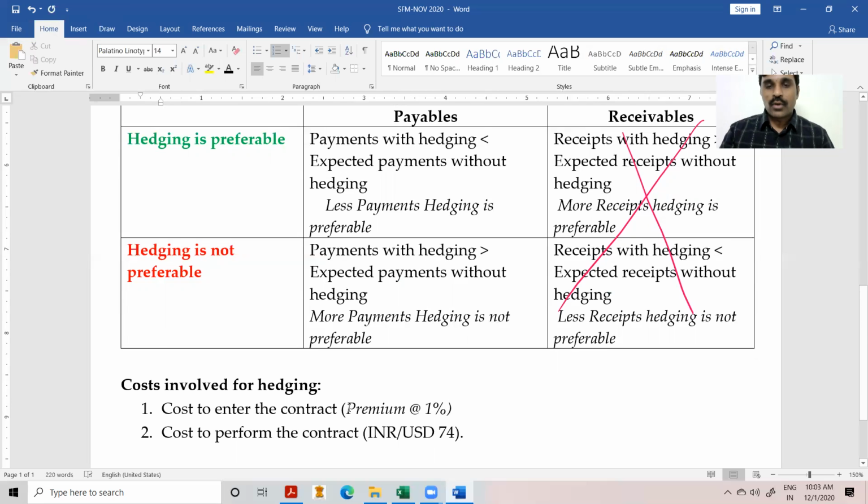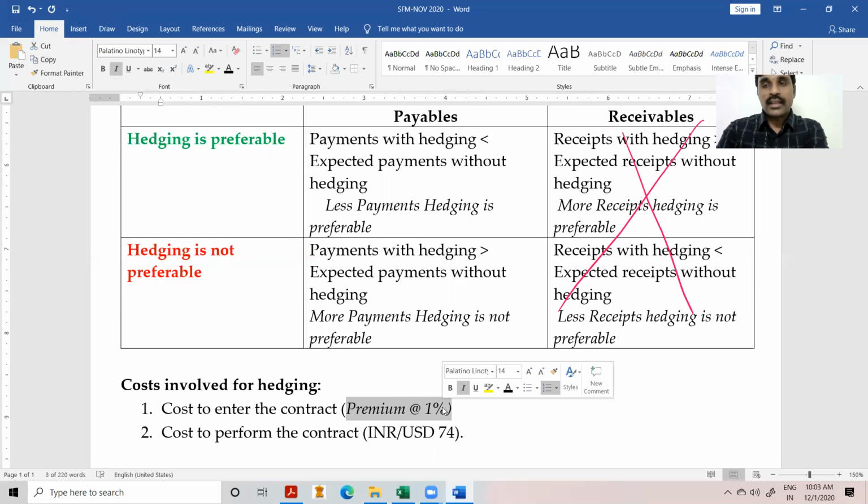Now we have to discuss the reason for the premium. Why is the premium charged? Normally the premium is charged for an options contract, not for forward contracts, right? But here, even though a forward contract is given, they are still talking about the premium. So you have to think about why there is a premium for a forward contract.